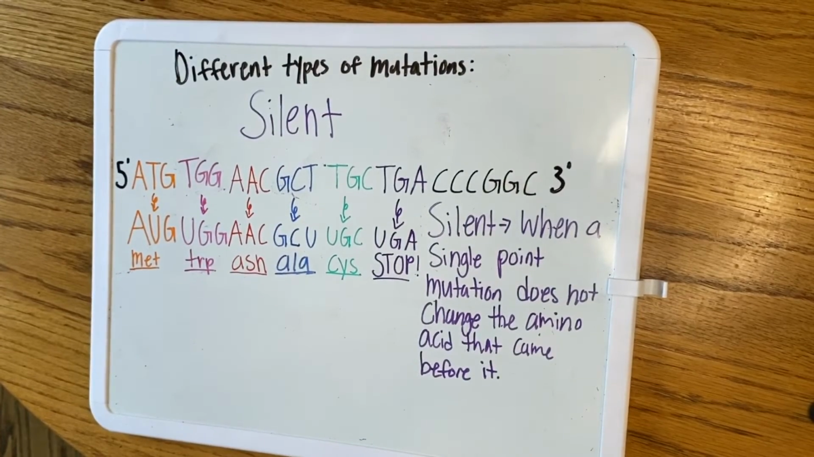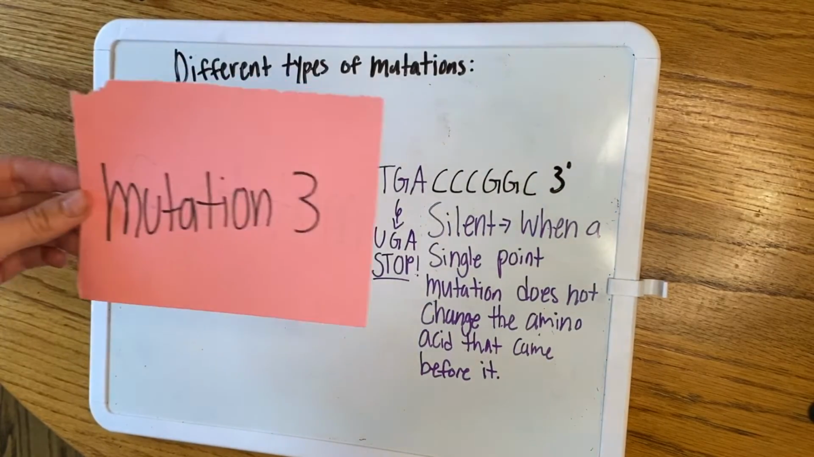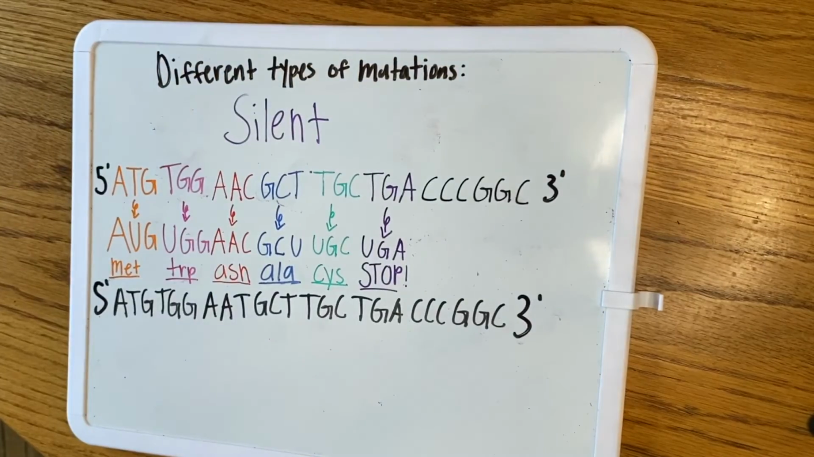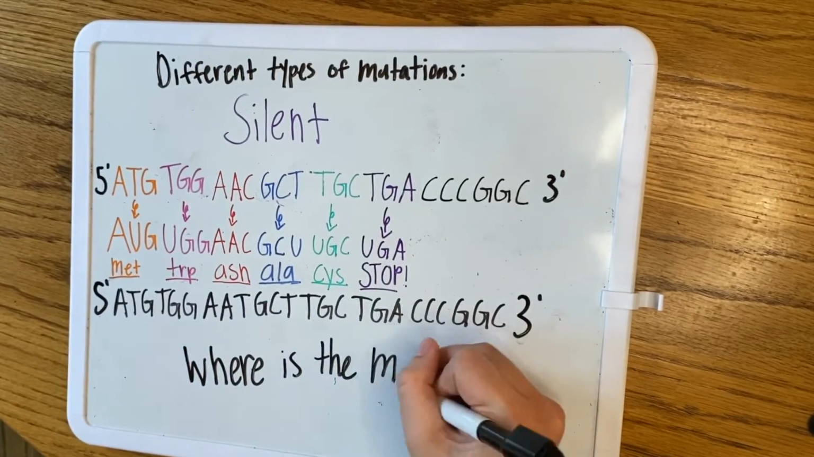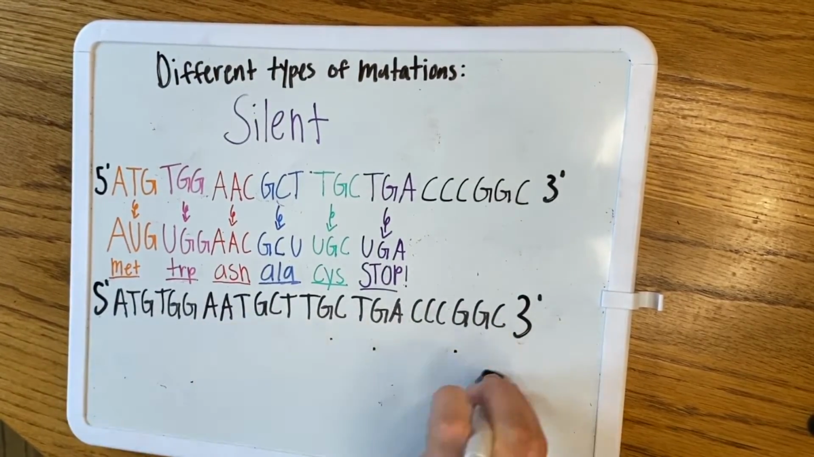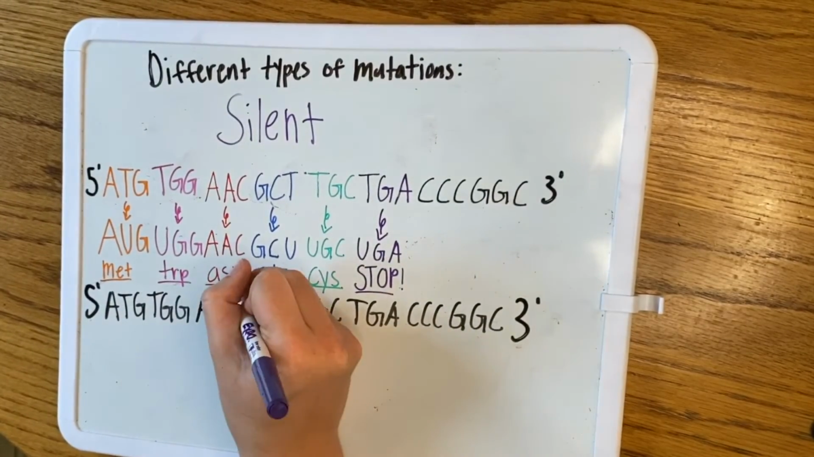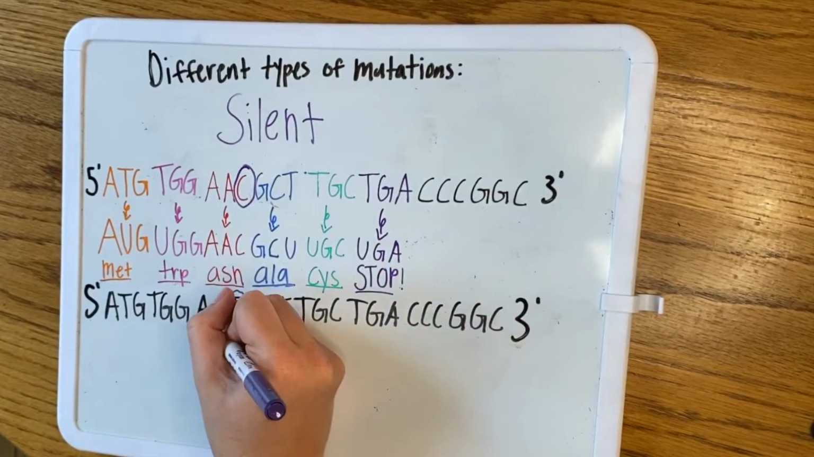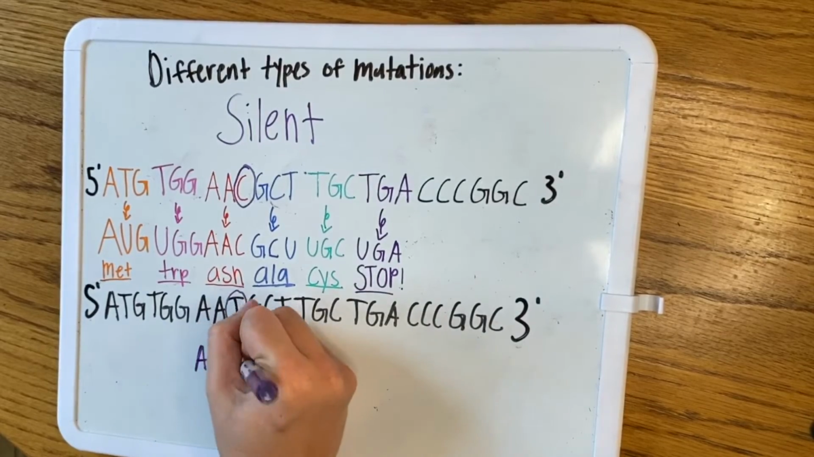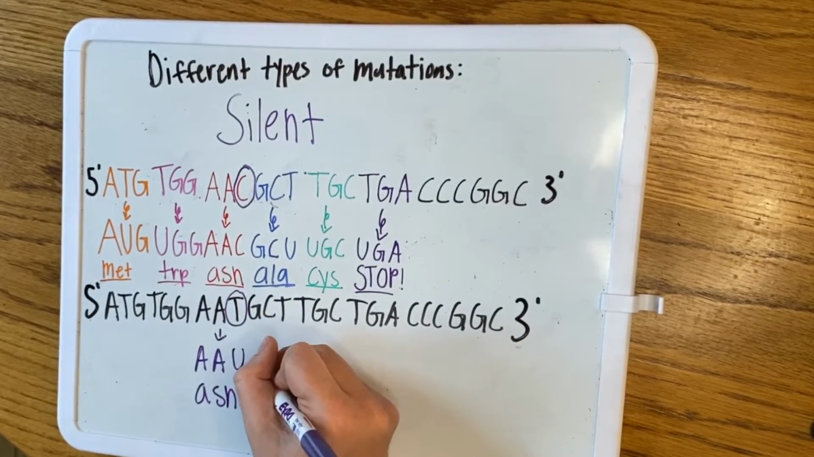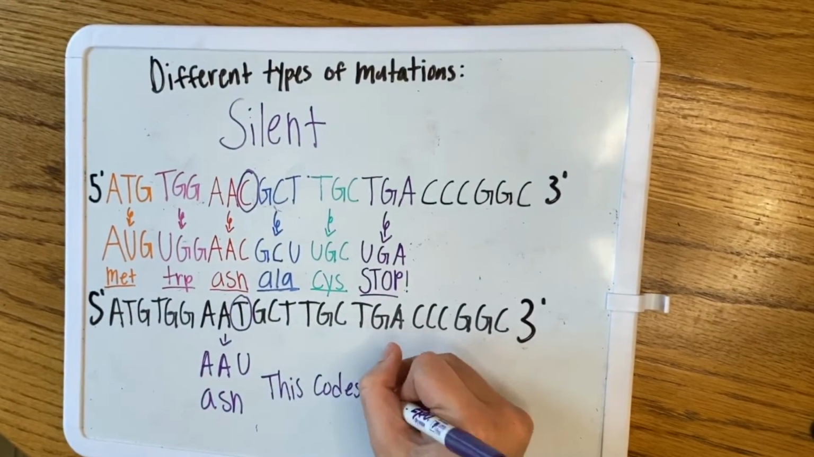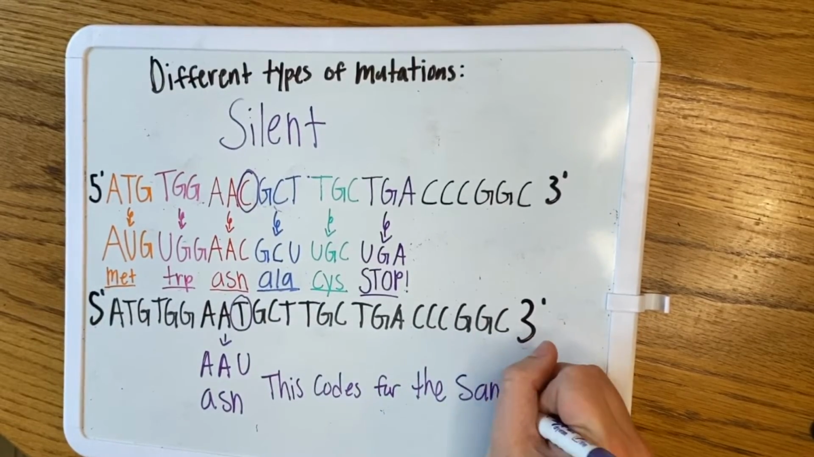The third mutation we will talk about is a silent mutation. This is when a single point mutation does not change the amino acid that came before it. Now let's look at this with mutation strand 3. By comparing the DNA strand to the mutant strand, can you tell where the mutation is? This mutation is seen in the third quadrant of this DNA sequence, where the C was turned into a T. This ultimately does not change the amino acid that was coded for, illustrating a silent mutation.